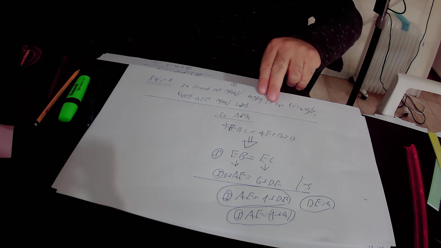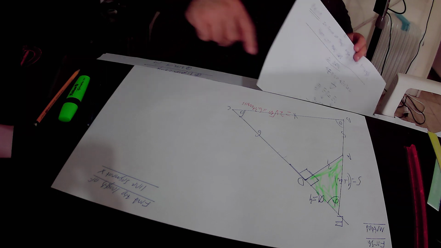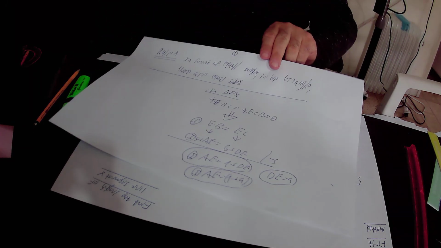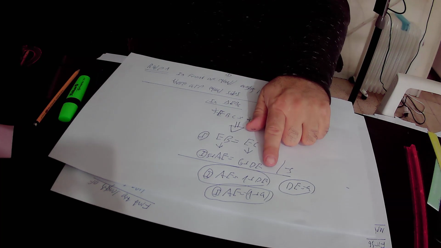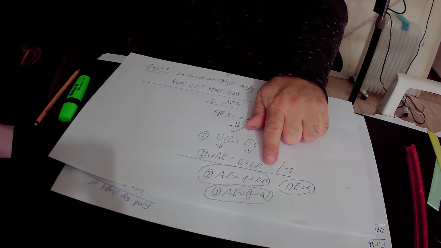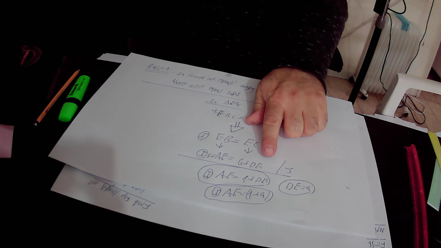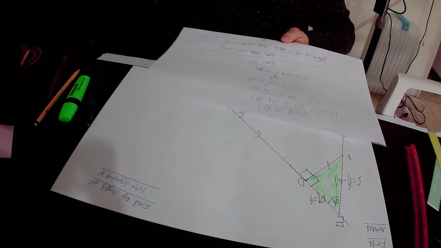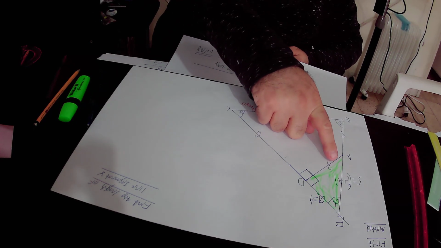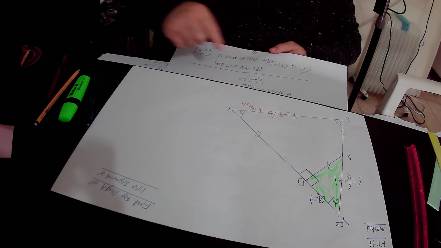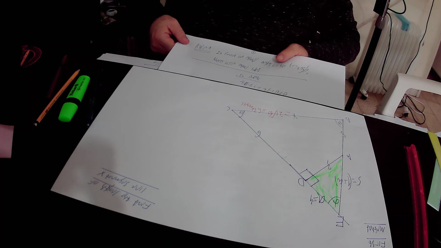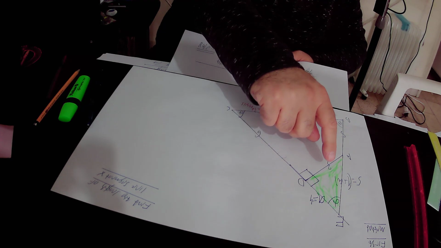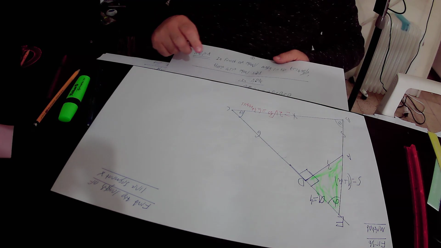Then we defined DE as A. Here, DE equals A according to our definition. So we substituted DE in equation number 1 by A, and we got that AE equals 1 plus A. So here AE equals 1 plus A.